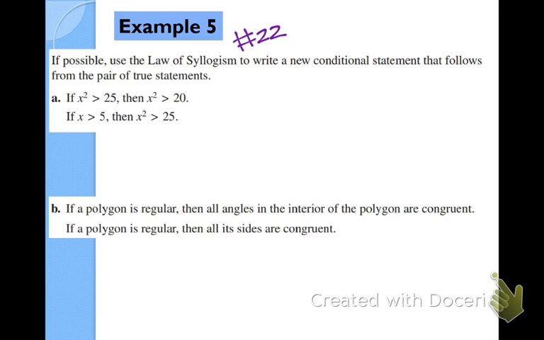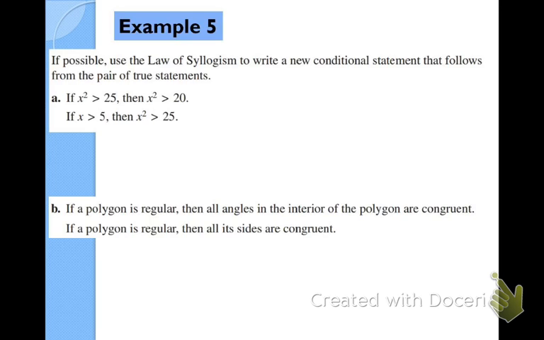So which law are we using here? What does it say? Syllogism. So think of like silly, I don't know, and then gism. Anyway, so what part do they overlap? The x squared. Well, there's a ton of x squared. What phrase do they overlap? X squared, greater than 25.